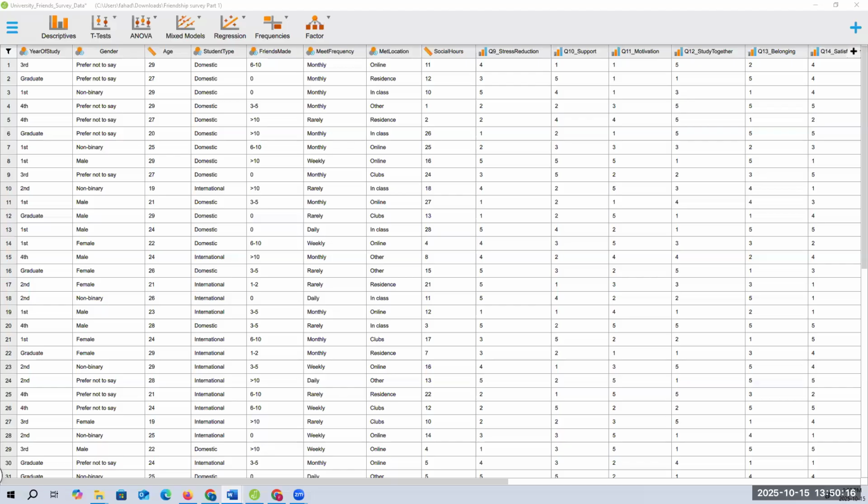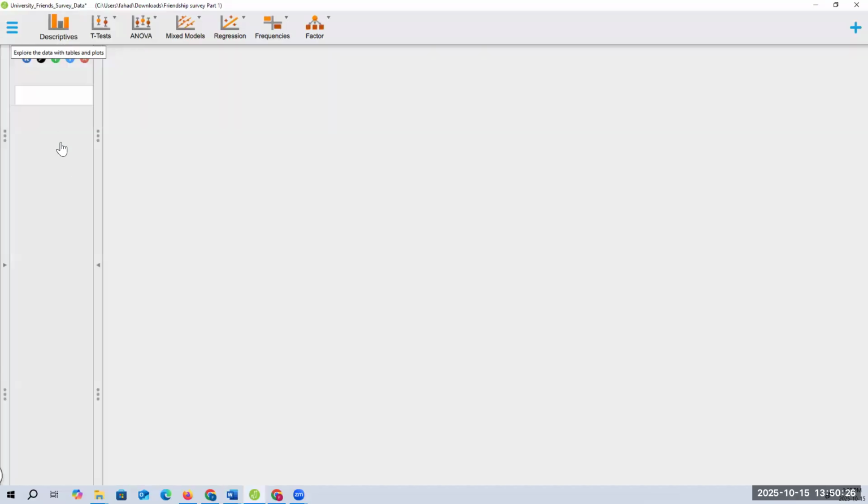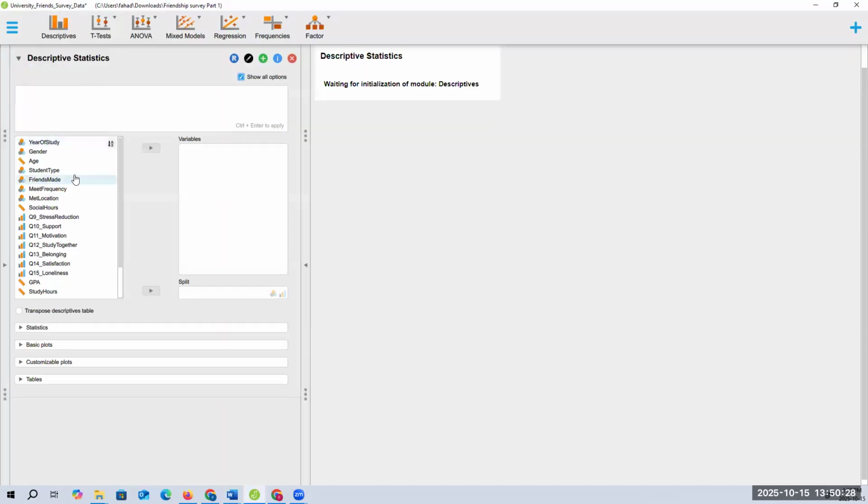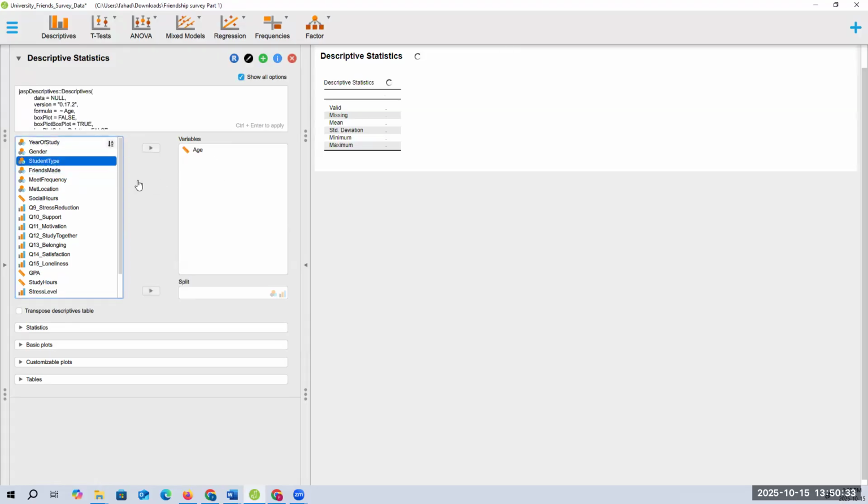First, we would need to do, for example, some descriptive statistics to summarize the data. So in JASP, we can do descriptives here, and I can then move my data. So I will move age, and I'll move social hours. So this is numeric data.